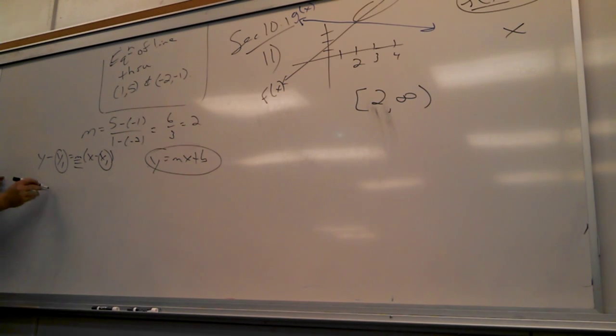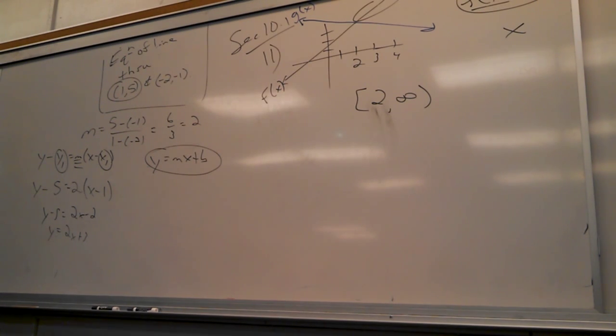So I got y minus the y piece. Which point do you want to use? It doesn't really matter. So y minus 5 equals the slope 2 times x minus the x piece. So you get y minus 5 equals 2x minus 2. I get y equals 2x plus 3.